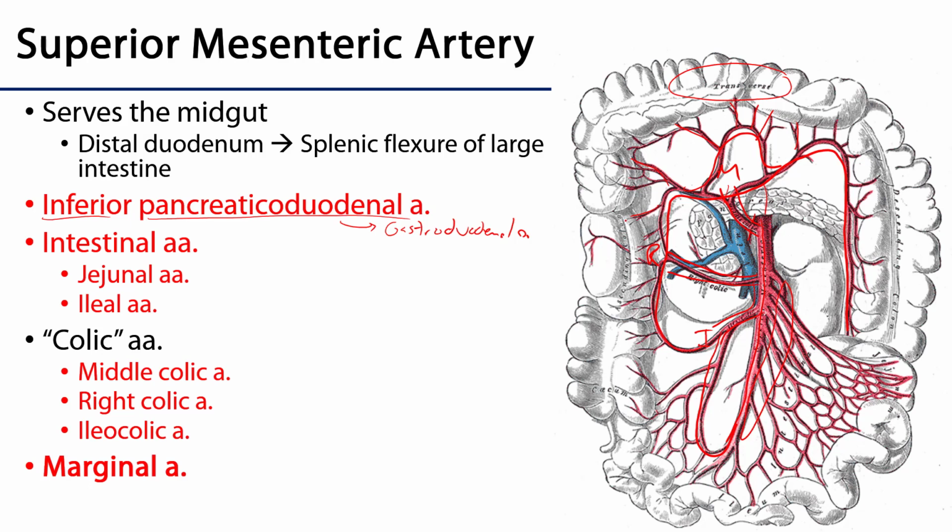The right colic is supplying the region of the ascending colon. And the ileocolic is supplying portions of the ascending colon, the cecum and appendix, as well as parts of the ileum. So it's quite an impressive amount of blood flow.